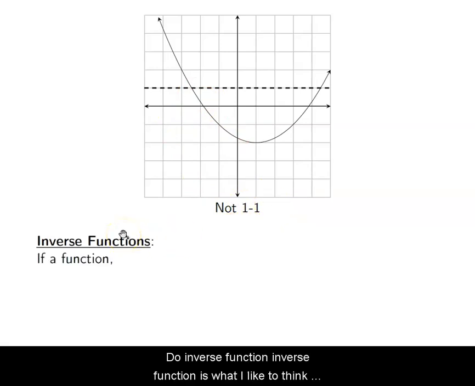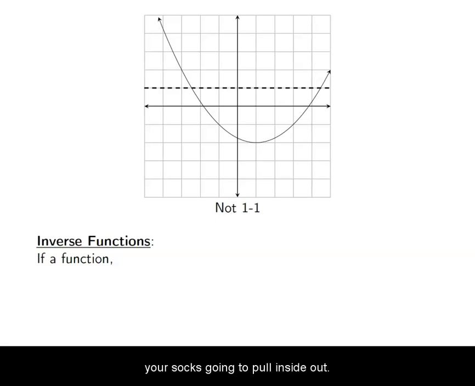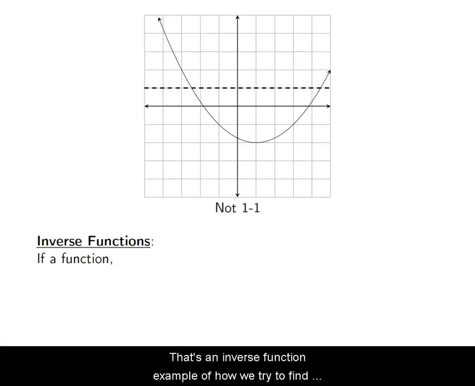So, inverse function. What I like to think about it is, let's go to an anecdotal example instead. When you come home from a long day and you take off your shoes and you take your socks off and your socks kind of pull inside out, that's an inverse function. That's an example of how we try to find a closed form for an inverse function: we're basically pulling our function inside out.